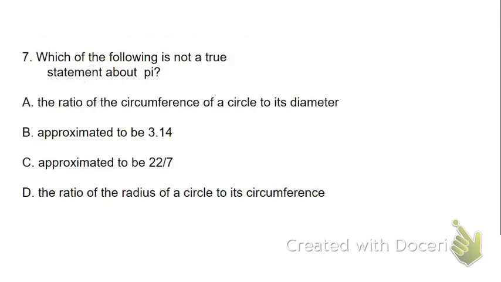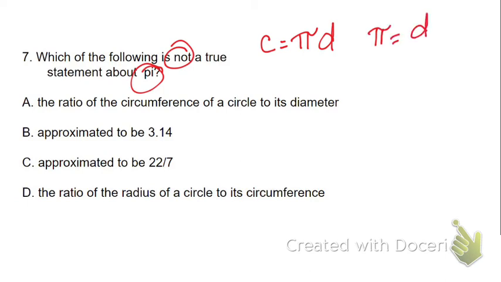Okay, number 7. Which of the following is not a true statement about pi? So when I see problems like this that have "not a true statement," I read each statement and put a T or an F beside each one to help me remember what I'm looking for. All right, so pi, the ratio of circumference to diameter. We learned that circumference is pi times diameter. Yeah, it is comparing the circumference to diameter, right? Because pi is circumference divided by diameter. So A is true.